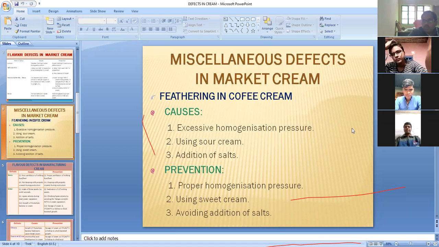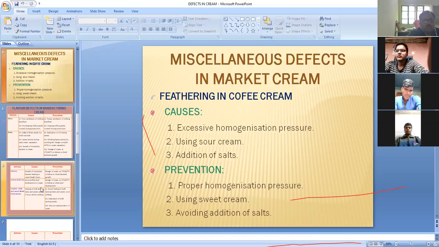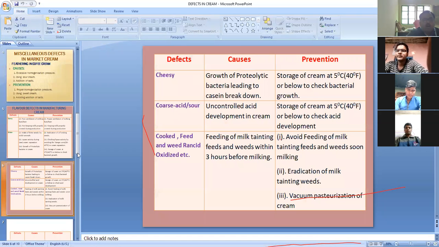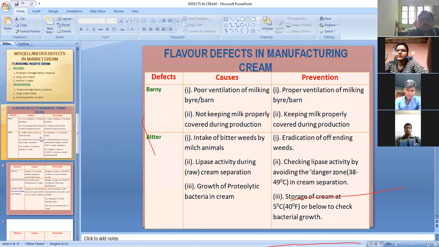But in case of buffalo milk, if we are not adding the salt, then there may be chances of destabilization, because the phosphate citrate or calcium phosphorus balance is destabilized due to the heat treatment. So that is why we can control this type of defect.